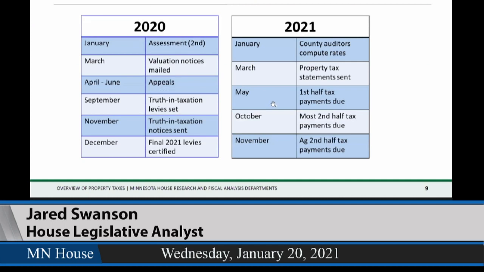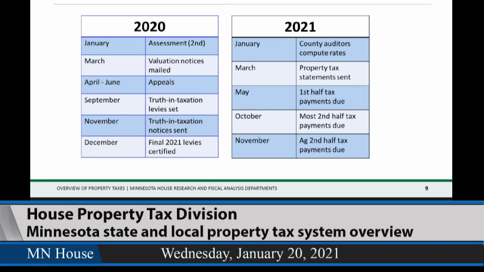So the property tax cycle in Minnesota actually spans 2 calendar years. So this slide shows the calendar for property taxes payable in 2021, and this cycle actually began back on January 2nd of 2020. So on January 2nd is when all of the properties in the state have a value assigned to them. In March, those valuation notices are sent out to the taxpayers. There's a process in the spring of the assessment year for taxpayers to appeal these valuations. And then in September, the local jurisdictions set their preliminary levies. Sometimes we call these truth and taxation levies or T&T levies.